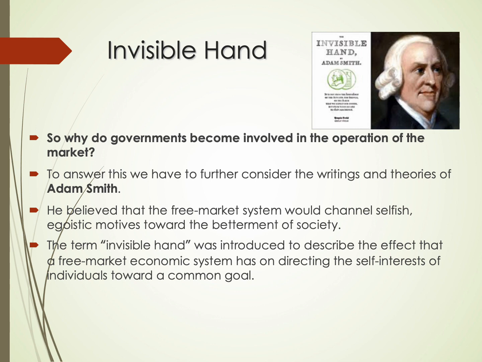Here, with Adam Smith, what he was saying is that he believed that the free market system would channel selfish, egoistic motives toward the betterment of society, and the term invisible hand was introduced to describe the effect that a free market economic system has in directing the self-interest of individuals toward a common goal. Let me translate it. That's because it was written in other years. I would say it's an old statement, written based on terms that people in society at that time would understand very well.